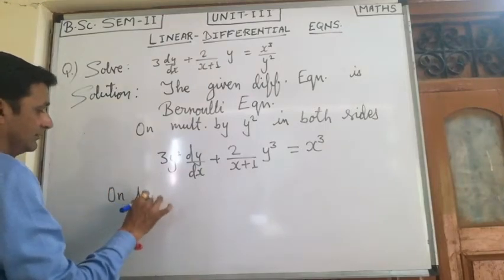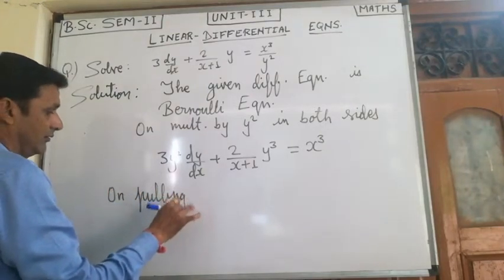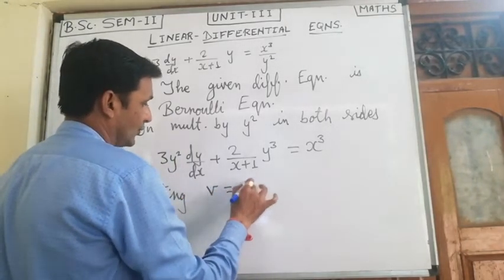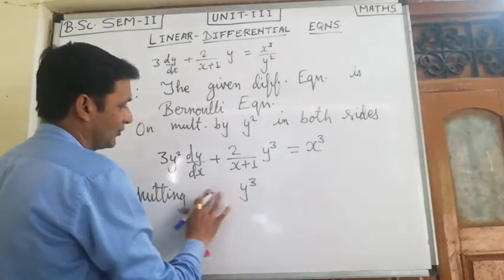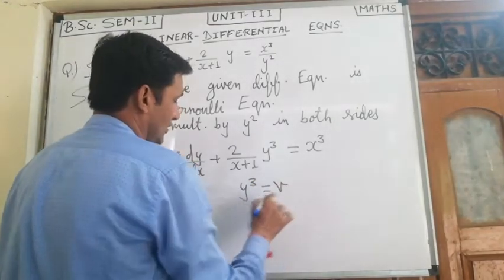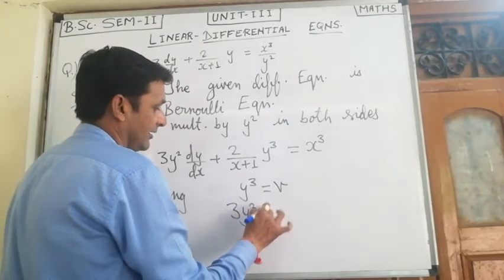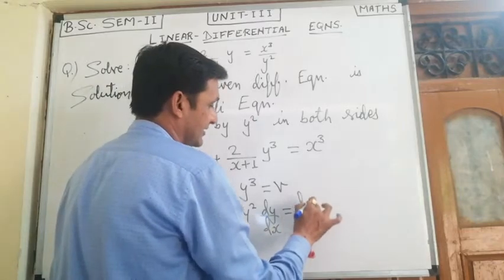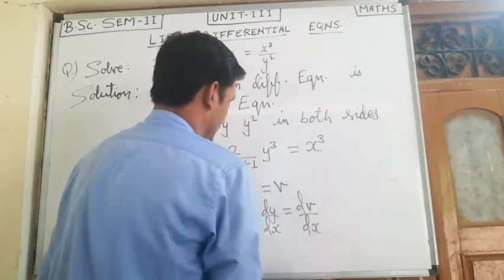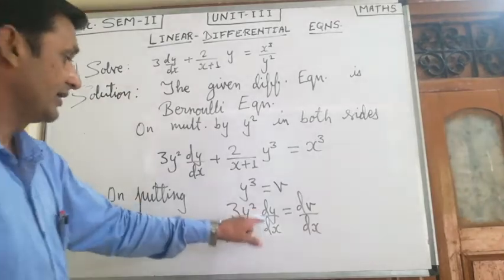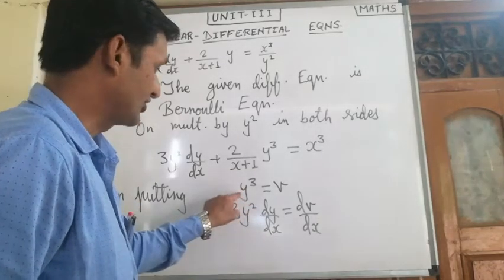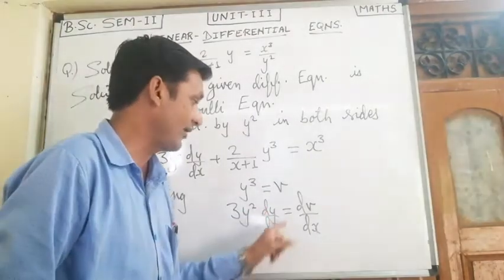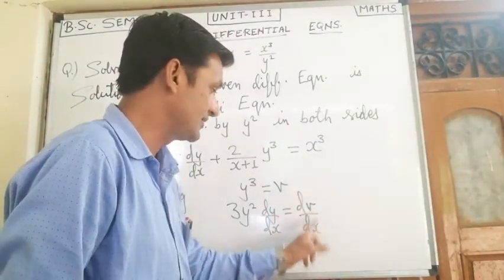on putting v is equal to y cube, or we can say y cube is equal to v. So it will be 3y square dy by dx is equal to dv by dx. If we differentiate y cube with respect to x, then it will be 3y square, and differentiation of y with respect to x is dy by dx is equal to differentiation of v is dv by dx.